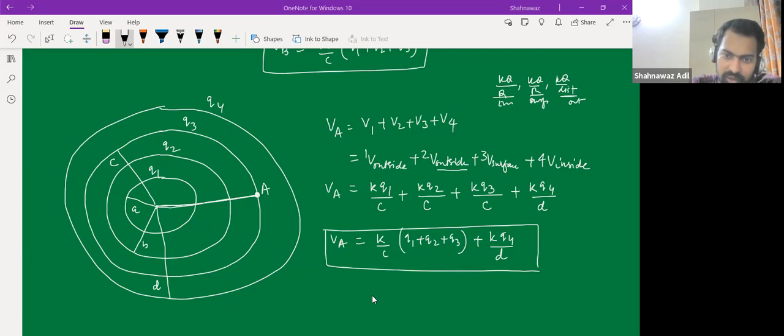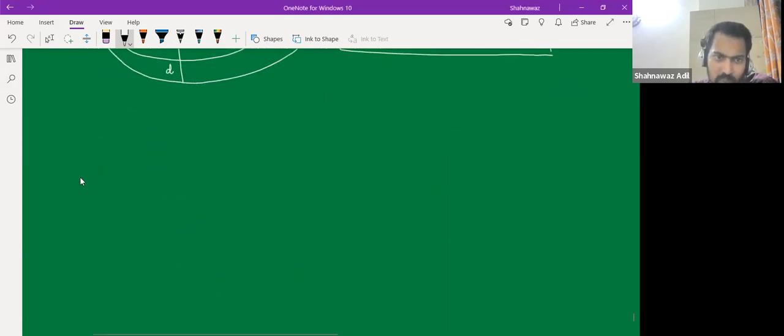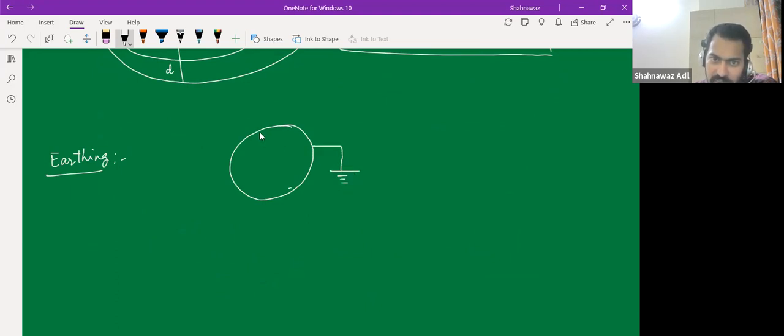Okay, so now let us talk about what is earthing. Let's say that this is a hollow sphere, and I do the earthing of it. Initially the charge of this was Q, right? And what does earthing do? It provides some extra charges to this sphere so that the total charge on this sphere becomes zero. So earthing will provide a negative Q charge, such that the potential at this surface would become zero.